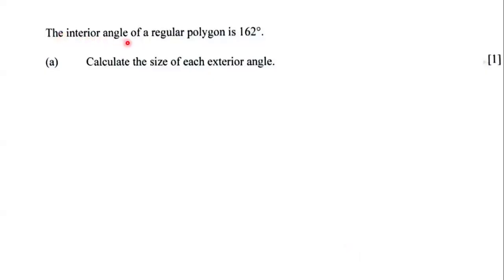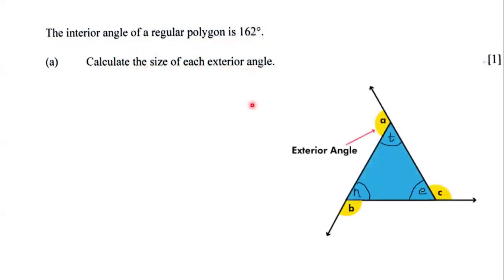The interior angle of a regular polygon is 162 degrees. Calculate the size of each exterior angle. Here we have this diagram. Notice that the interior angles are the angles on the inside.